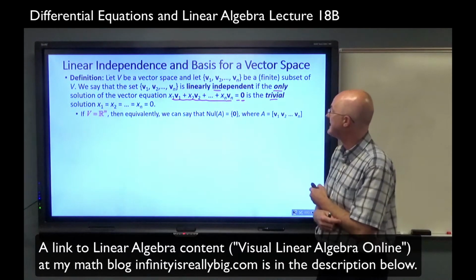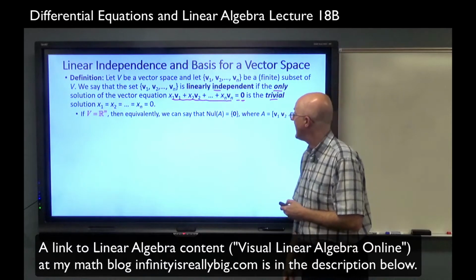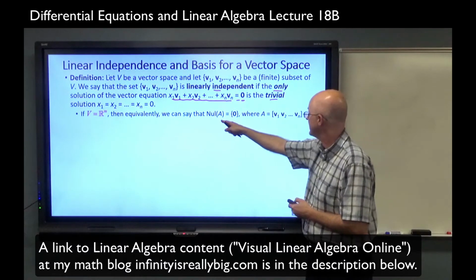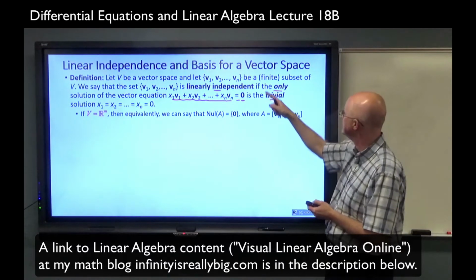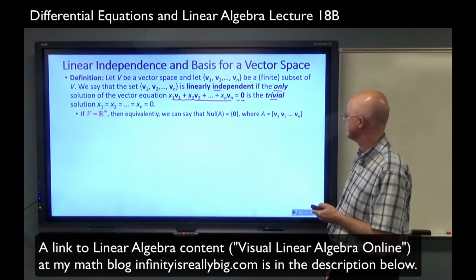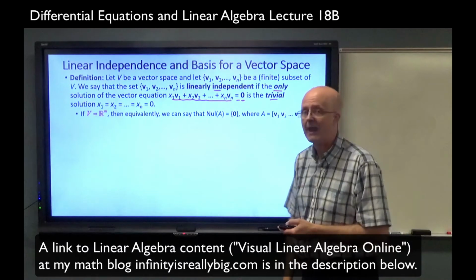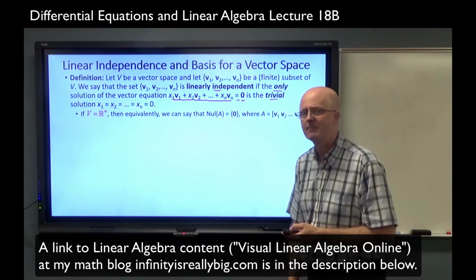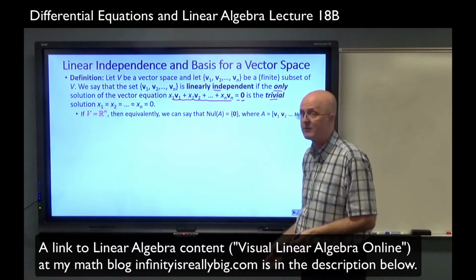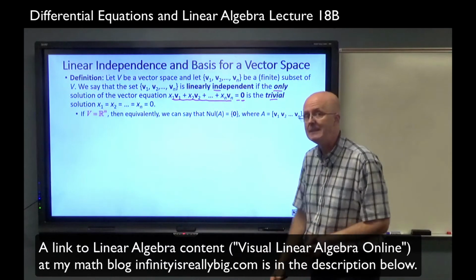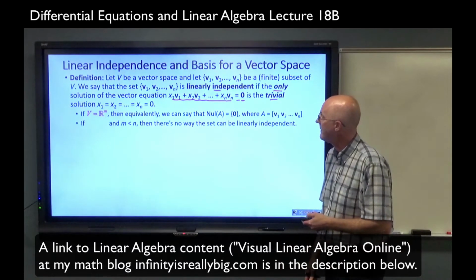If V does happen to be Rm, m-dimensional Euclidean space, then when they are linearly independent, we can say the null space of the matrix A is zero, where A is a matrix consisting of these vectors as its column vectors. That's a way to check whether a set of vectors in Rm is linearly independent or not. If the null space is non-trivial, if it's got more than the zero vector, then these are going to be linearly dependent. So we'll think about that in some examples to come here.